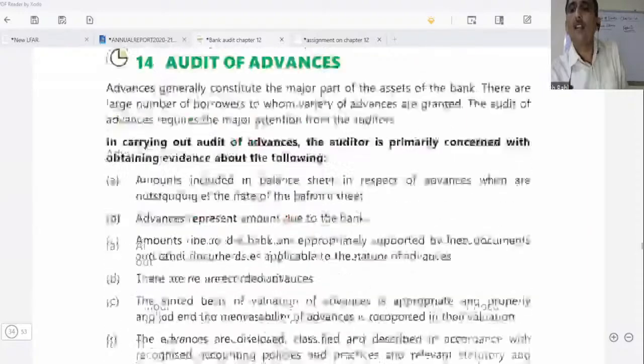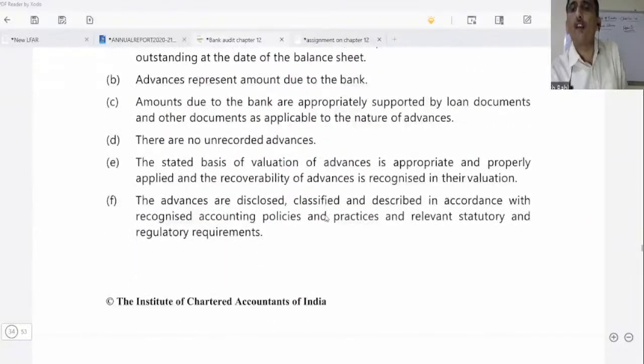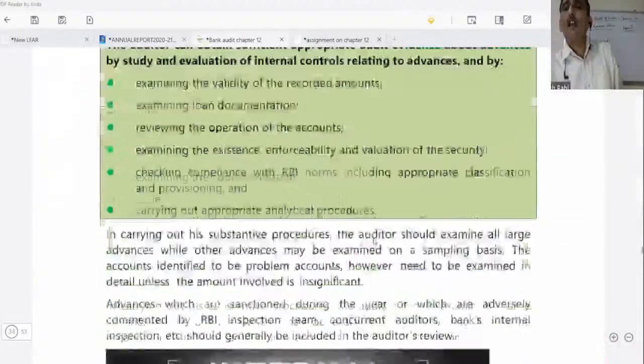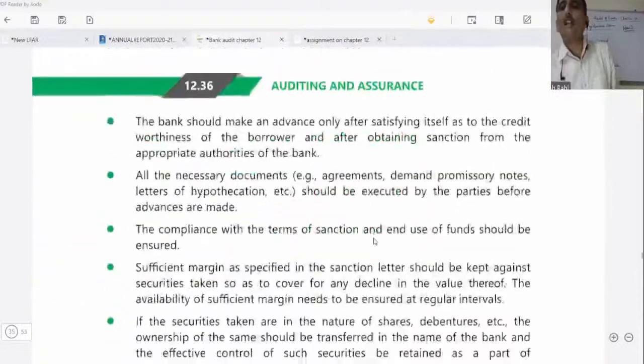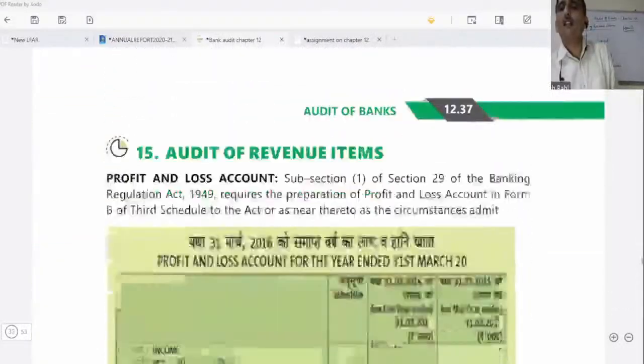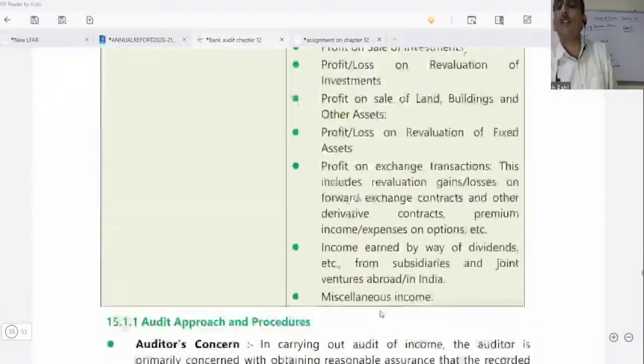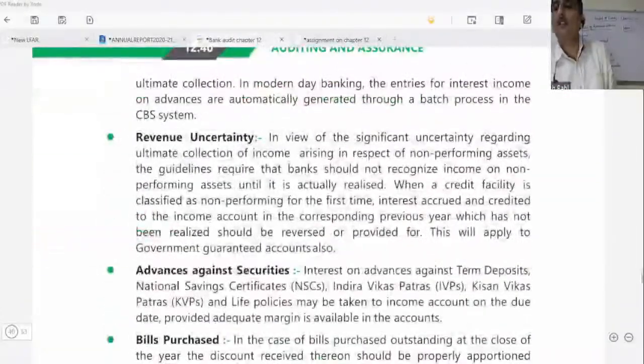And what are the general considerations for audit of advances? That advances represent amount due to the bank. There are no unrecorded advances. Valuation of advances is fair. Advances are classified in accordance with the accounting principles. These are supported by loan documents. Okay. And these are all internal controls relating to advances. And this is audit of revenue items, which we have discussed just now.